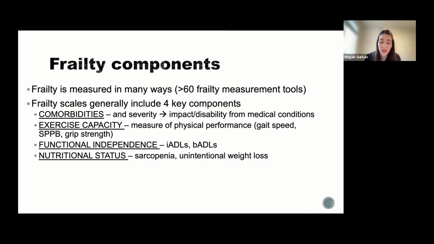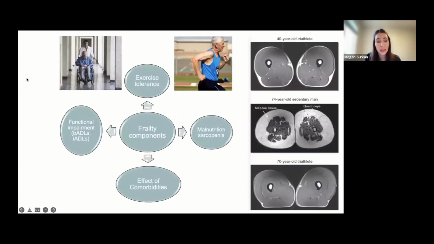The big one is functional independence, so instrumental and basic activities of daily living. This is sort of a trickle down of all these other things combined. If someone is frail, they're not going to be able to lift 3 huge bags of groceries up 4 flights of stairs. That combines your exercise capacity, comorbidities, and nutritional status all in one. And then the final one being some measure of nutritional status, whether it's unintentional weight loss or sarcopenia. There's usually something to do with nutrition in a frailty measurement tool.